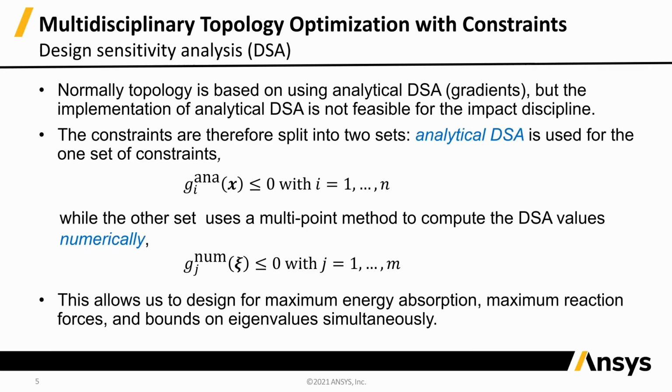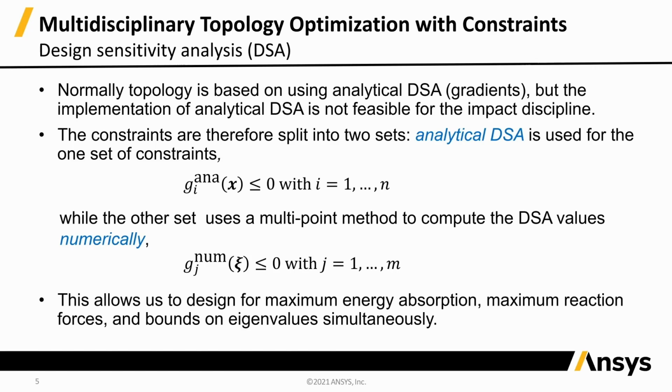So there is an alternative methodology. This is what's actually being used in LS-Opt and OptiSlang, using a multi-point method. Historically, that was not thought to be possible for topology optimization, but we figured out how to do that, and we're using that to handle the constraints for the crash discipline, like maximum energy absorption or injury criteria.